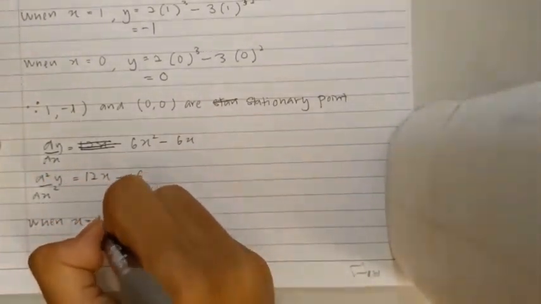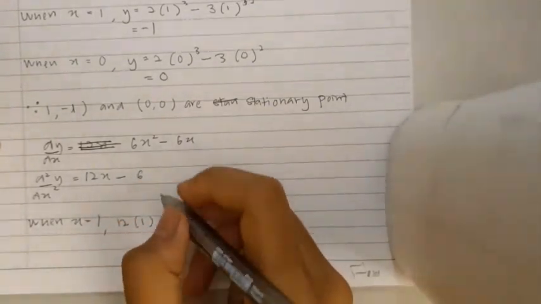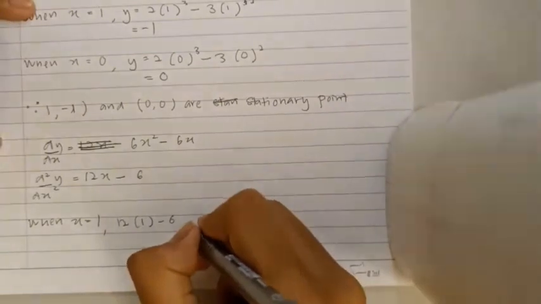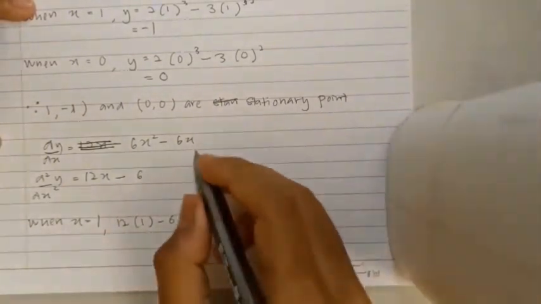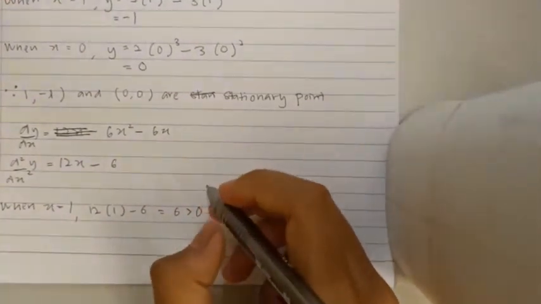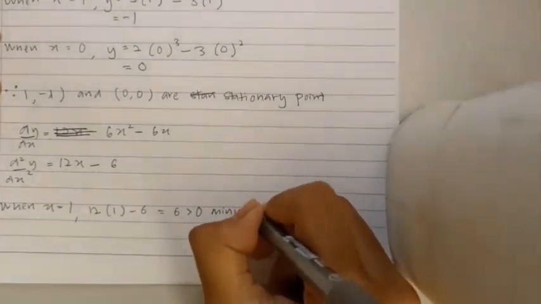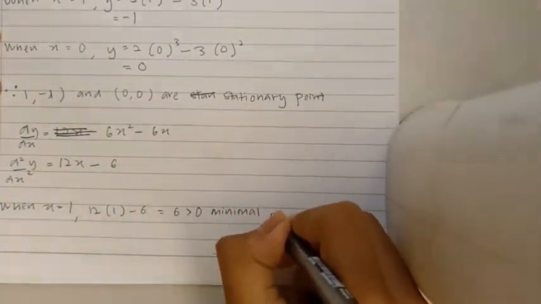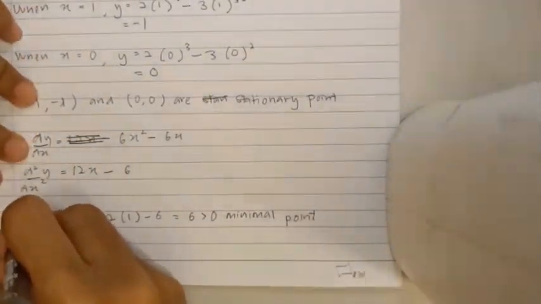Then we insert the value of x into the equation that we have differentiated for the second time, for both values of x. That means 0 and 1. So for the first one, the answer is 6. So 6 is bigger than 0, which means it is a minimal point.